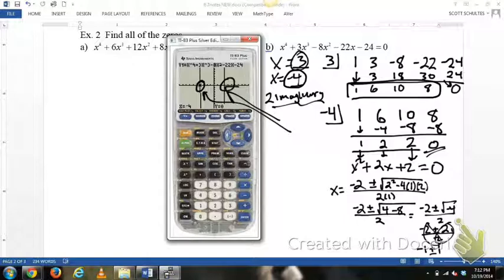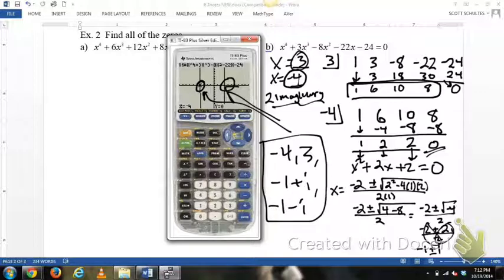So at the end of the day, guys, these are my solutions. I have 4 of them. I have negative 4, 3, and then negative 1 plus i and negative 1 minus i. There's altogether 4 solutions there.